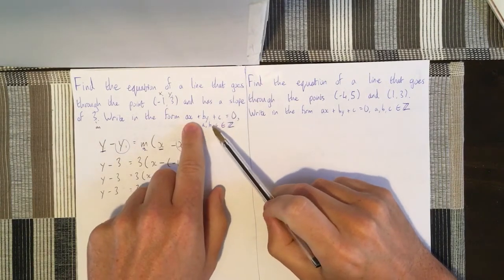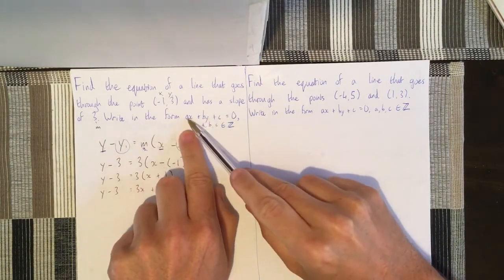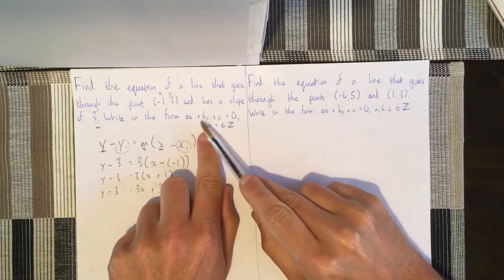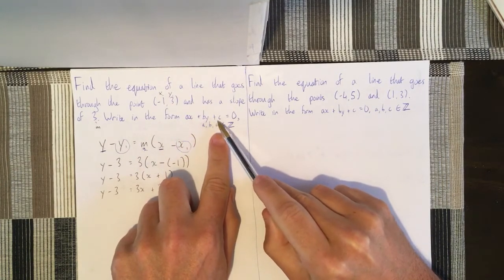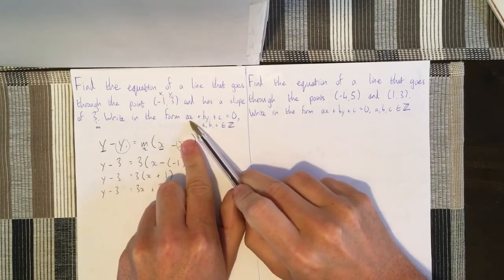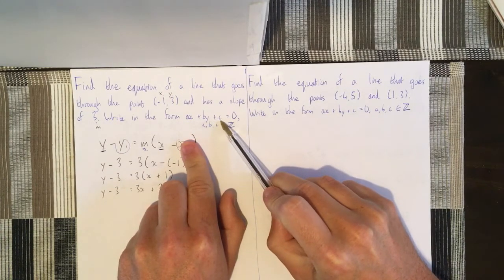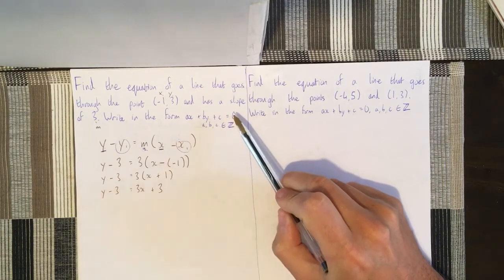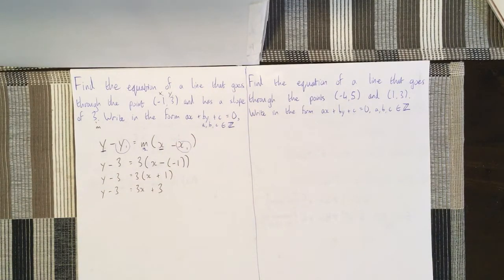So ax plus by plus c, that just means some number x, plus some number y, plus the c there is just some number. And then it's telling me it wants all of those on the left-hand side equal to 0. So it's telling me to move everything to the left-hand side and leave 0 on the right-hand side.